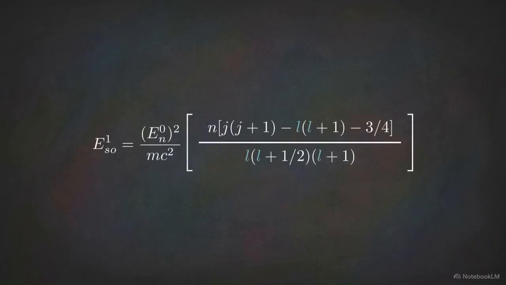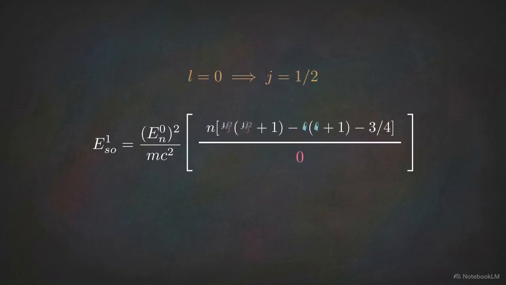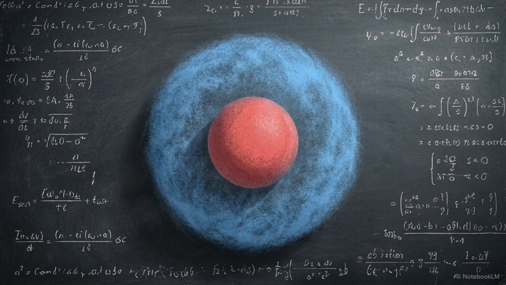Looking at the isolated spin-orbit equation, a mathematical paradox often catches students off guard: an apparent division by zero when the orbital quantum number L equals 0. But when L is 0, the numerator evaluates to 0 as well. Physically, an electron with no orbital angular momentum experiences zero spin-orbit coupling. The interaction ceases to exist.